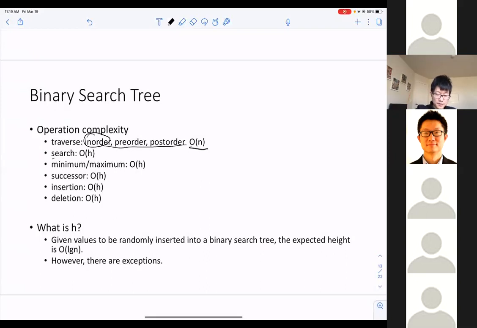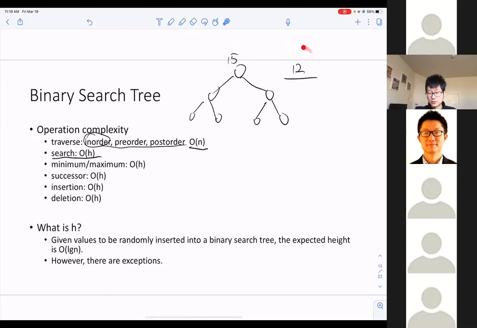The most important one here is search. With the help of the binary search tree property, let's say the root node is 15 and we want to search for the value 12. Just standing at the root, we are sure that we can totally ignore the right subtree, because all the values in the right subtree of the root node are going to be larger than the root node, and so larger than our target, which is out of our interest. So we only need to go left.